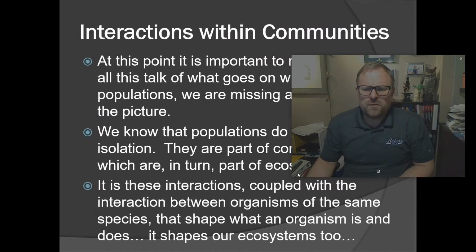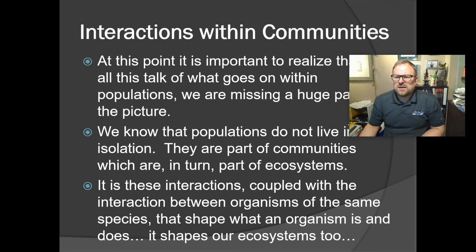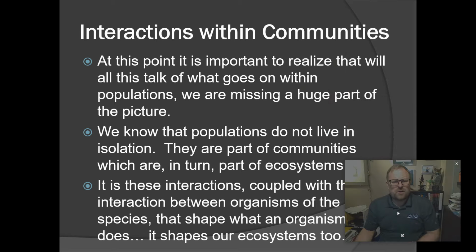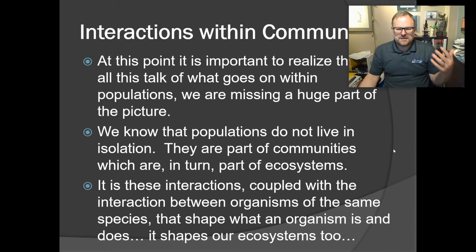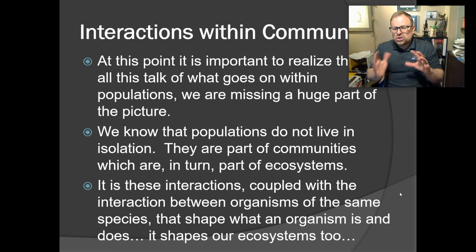So let's move on. Interactions within communities. At this point, it's important to realize that we've talked about populations. And we know that populations do not live in isolation. They live as part of communities, which are in turn part of ecosystems. It's these interactions, coupled with the interaction between organisms of the same species, that shape what an organism is, what it does, and it shapes our ecosystems.